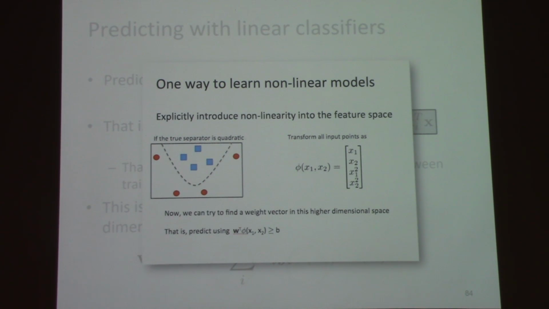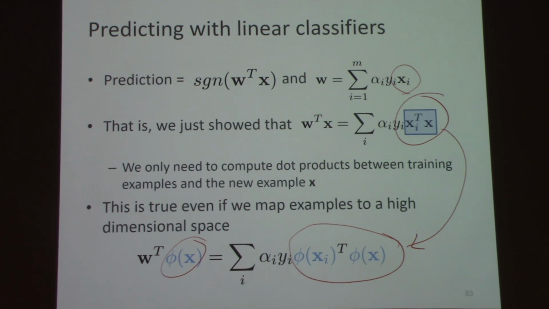But remember, just to remind you if you've forgotten this slide already, one way of explicitly introducing nonlinearities in this setting is to explicitly blow up the feature space. You transform the features using this phi. And what I just showed you is that I can compute the prediction of the SVM using only dot products in the high dimensional space. You know how to use SVMs.